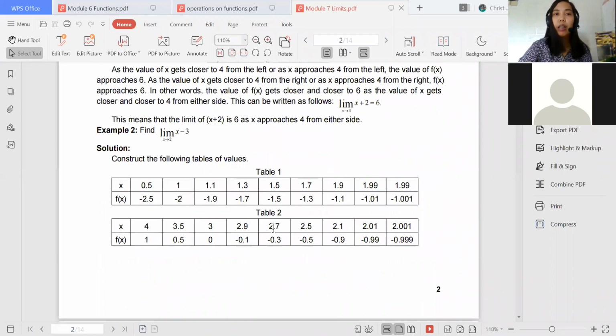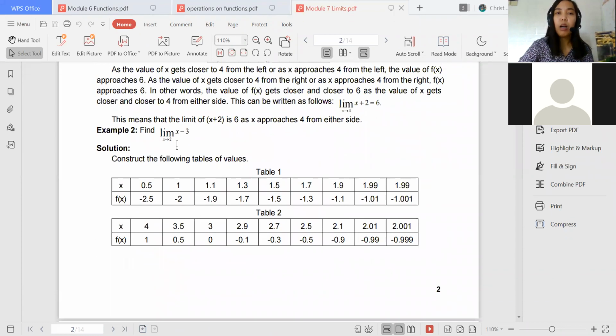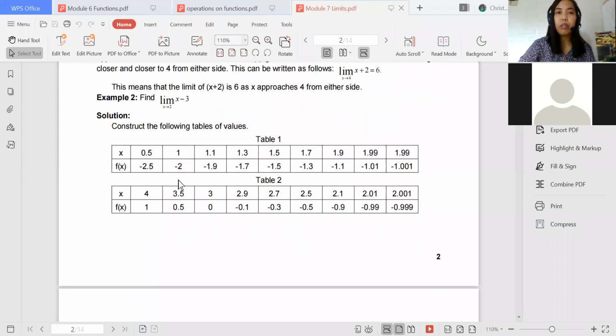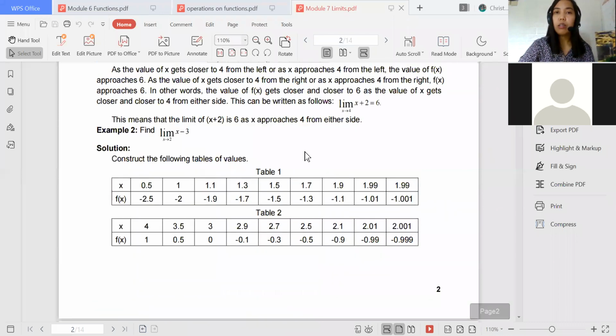Next example, find the limit of x minus 3 as x approaches 2. So when we do the table, ano yung mga value na papalapit kay 2? 0.5, 1, 1.1. Again, by using the table, kayong bahala mag-set ng values ni x. Basta yung mga value na papalapit kay 2, yung nasa left niya at yung nasa right niya. Anong napapansin nyo sa mga values na nakukuha sa y values? So when we graph, this is also a linear function.